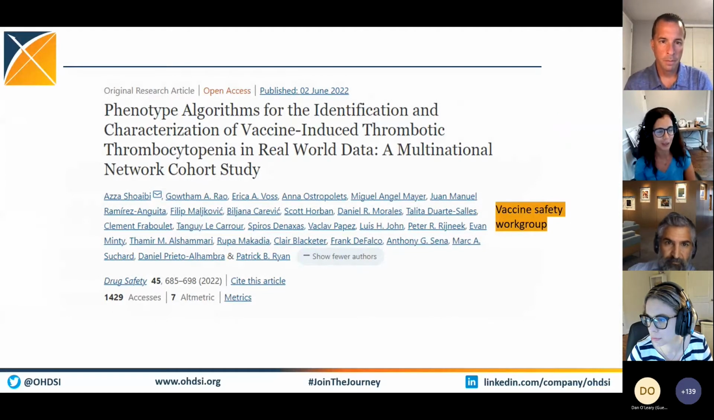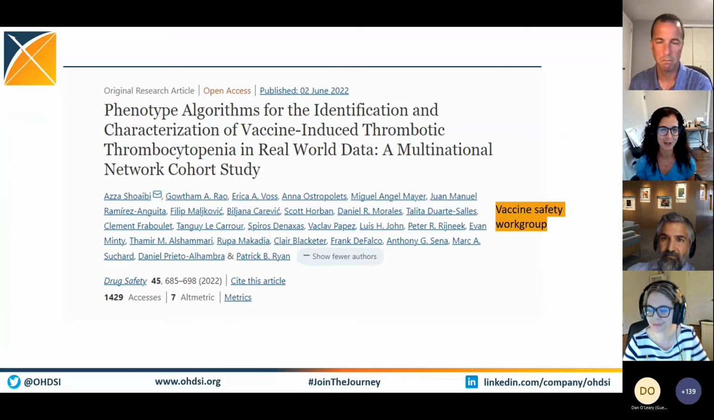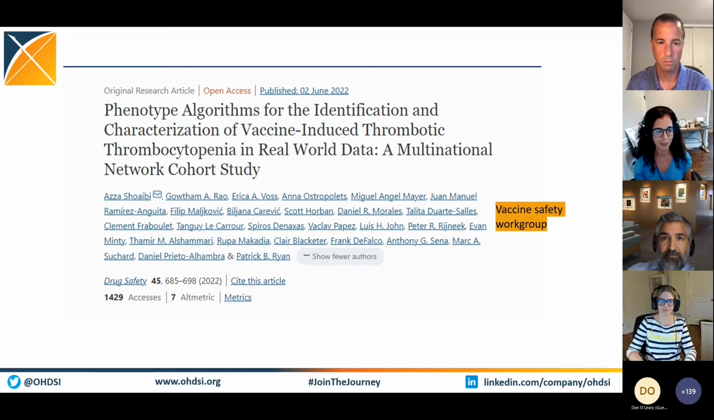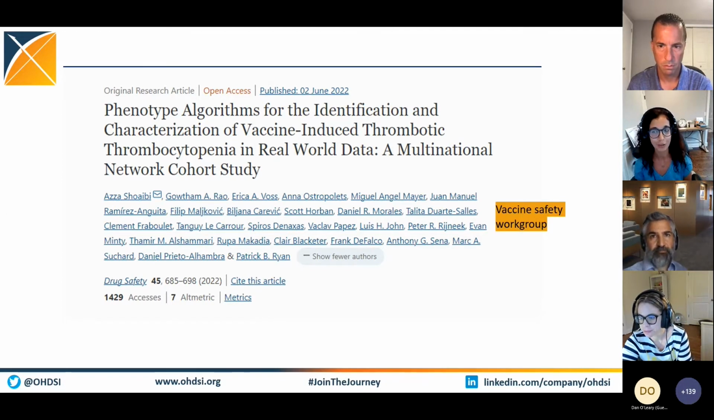I am an Odyssey collaborator that spent a lot of time trying to phenotype. And today I'm going to talk to you about this fun phenotype exercise where we try to come up with the phenotype algorithms for the identification and characterization of vaccine-induced thrombotic thrombocytopenia, also known as VATT, in real-world data.